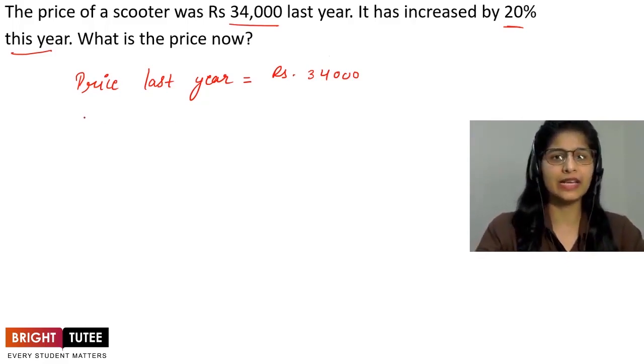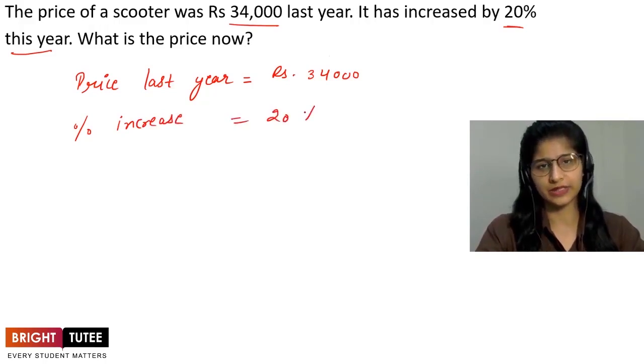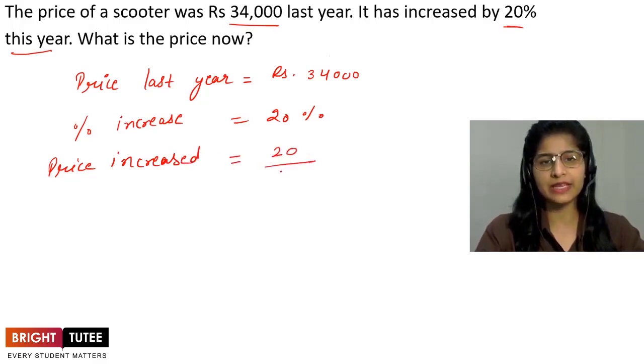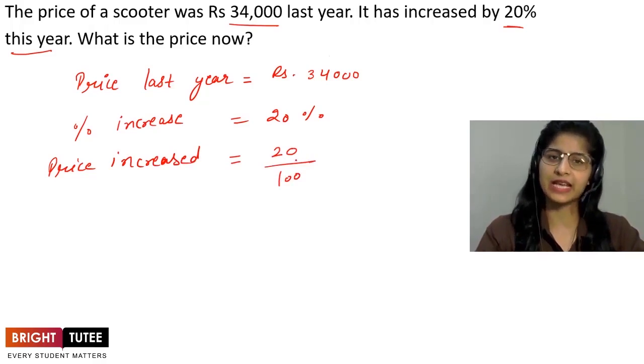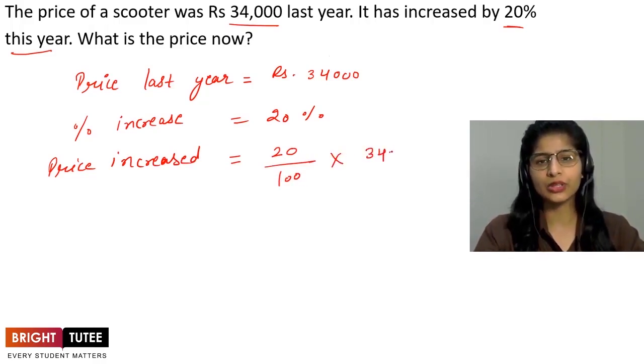Clear? So you will write percentage increase. How much is it given? 20%, right? So price increased is equal to 20%. Removing the percentage sign, we will write 20 upon 100 of 34,000.